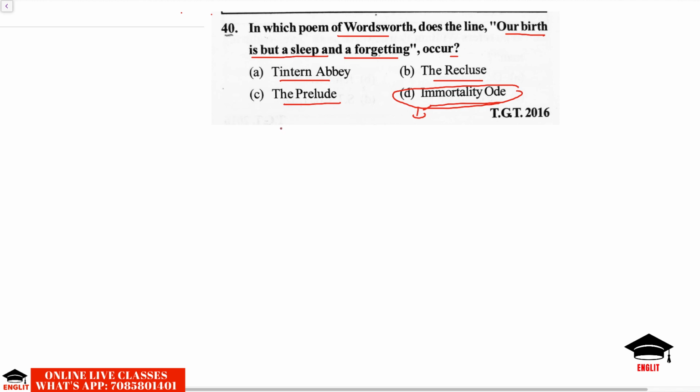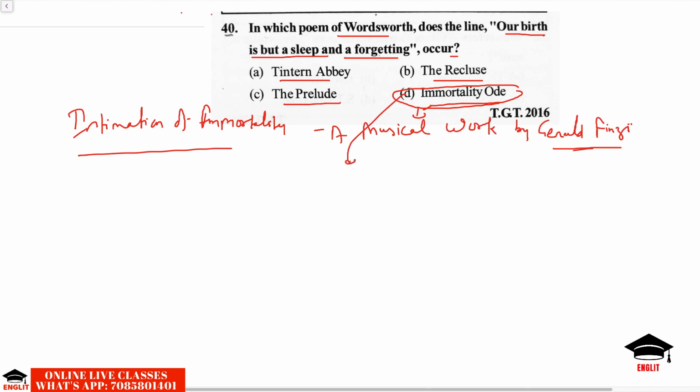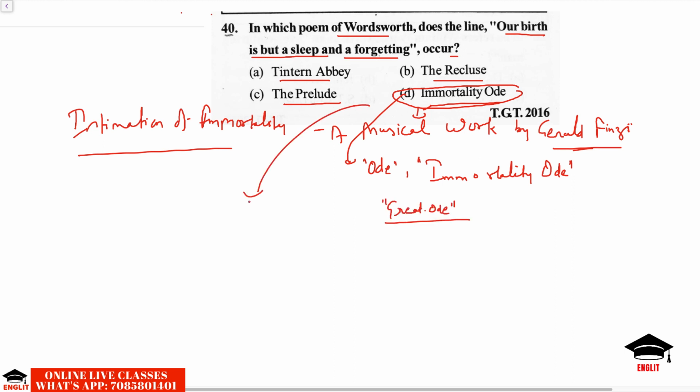Intimations of Immortality is also a musical work. This is a musical work by Gerald Finzi. So the Immortality Ode is famously known as simply Ode or Immortality Ode, or it has been called by the critics the Great Ode. The poem was completed in 1804 and published in the anthology Poems in Two Volumes in 1807.